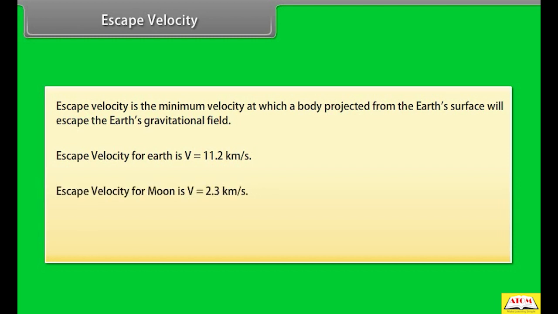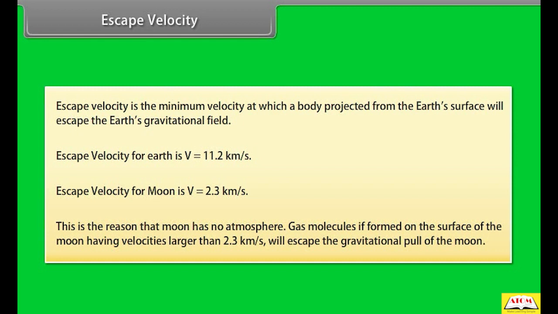Escape velocity for Moon is v equal to 2.3 km per second. This is the reason that Moon has no atmosphere. Gas molecules, if formed on the surface of Moon having velocities larger than 2.3 km per second, will escape the gravitational pull of the Moon.